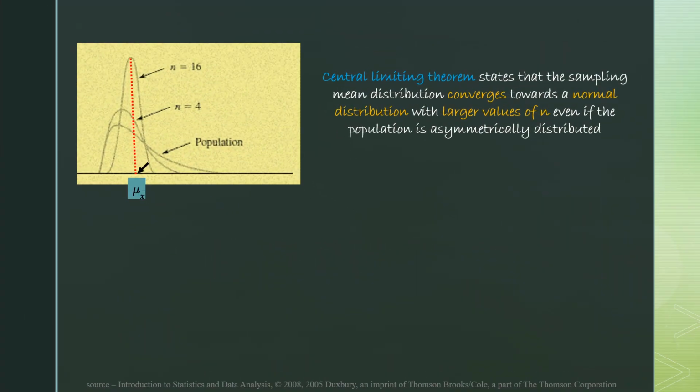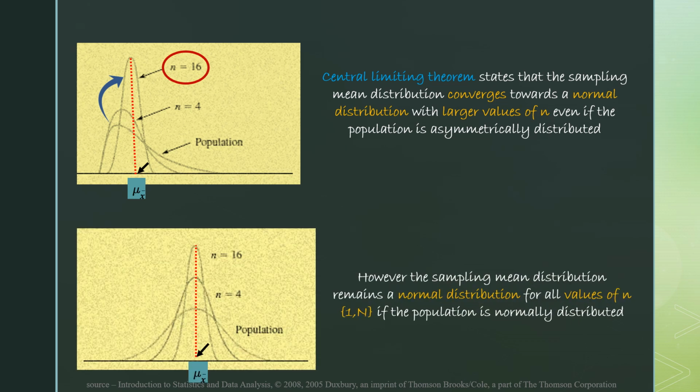The central limit theorem states that the sampling mean distribution converges towards a normal distribution with larger values of n, even if the population is asymmetrical. However, the sampling mean distribution remains a normal distribution for all values of n in the range 1 to N if the population is normally distributed.